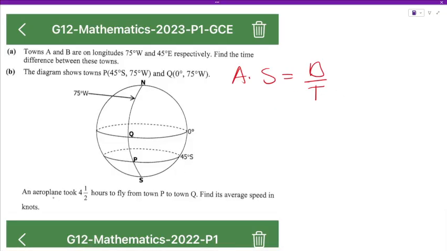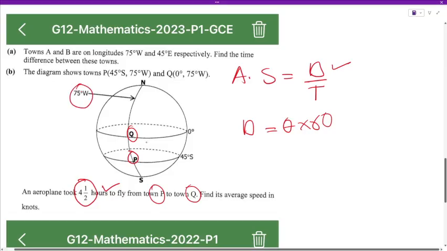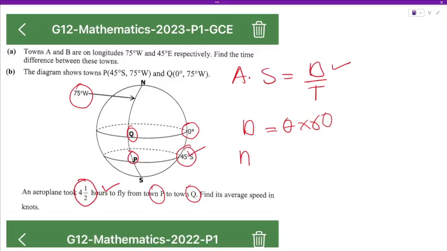So now in this case, what have they given us? They've given us time. You can see there's hours there, so meaning we need to find distance. So what are the 2 points? P and Q. Okay, P is here, Q is there. How to find the distance? We say distance is equal to theta times 60. Okay, so the 2 points are on the same longitude, 75 west. So meaning the theta will come from their difference in what? Latitudes. So what are the latitudinal coordinates? We have 0 and 45. Automatically we are going to pick what? 45. So distance will be equal to 45 times 60.